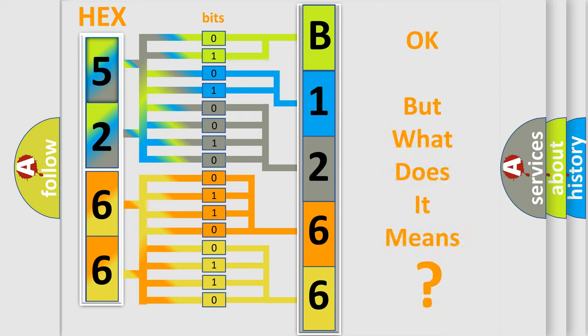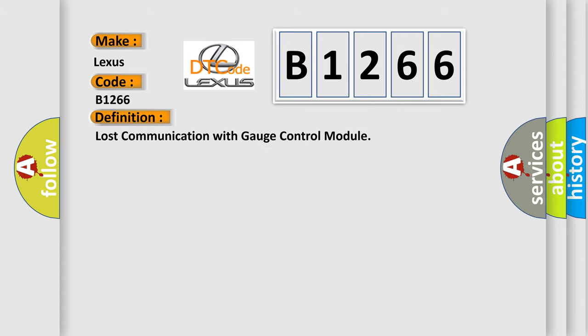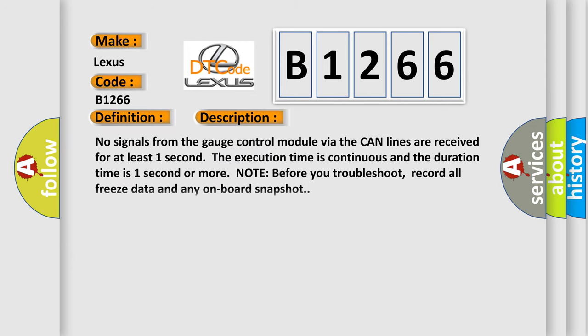The number itself does not make sense to us if we cannot assign information about it to what it actually expresses. So, what does the Diagnostic Trouble Code B1266 interpret specifically for Lexus car manufacturers? The basic definition is lost communication with gauge control module. And now this is a short description of this DTC code. No signals from the gauge control module via the CAN lines are received for at least 1 second. The execution time is continuous and the duration time is 1 second or more.